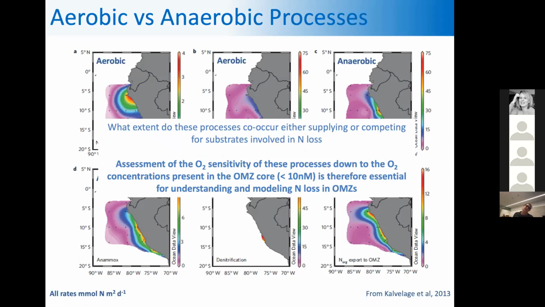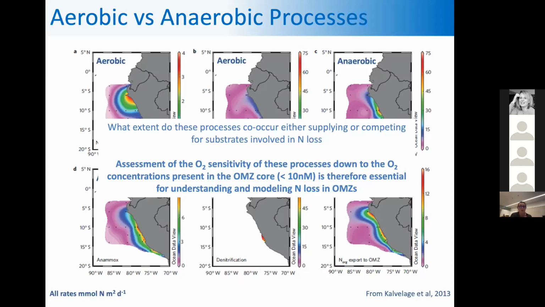And this has really spurred us on as a community to ask ourselves the question: to what extent do these processes, those aerobic and anaerobic processes, co-occur, either supplying or competing for substrates involved in nitrogen loss, therefore maybe controlling how much nitrogen loss is occurring within these systems? And therefore, we've really been working to assess the oxygen sensitivity of these processes, and most importantly, down to oxygen concentrations present within the core of the oxygen minimum zone.